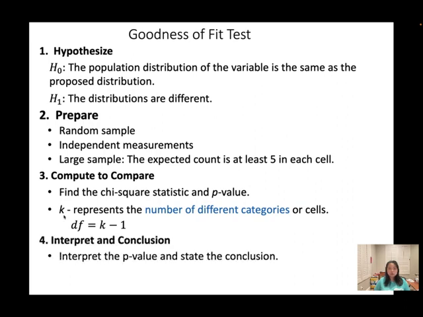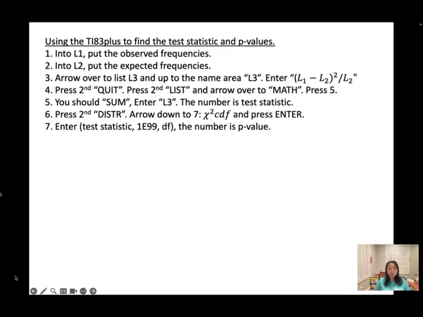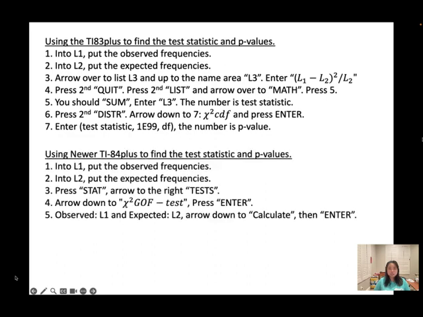Interpret: you find the p-value and compare it with your significance level, and then state the conclusion. If you are using the TI-83 Plus calculator, follow this step to find the test statistic and p-value. If you're using the TI-84 Plus, then follow this instruction.